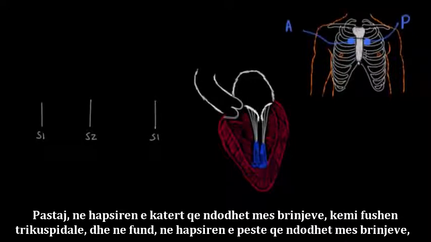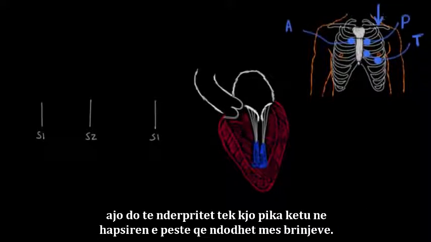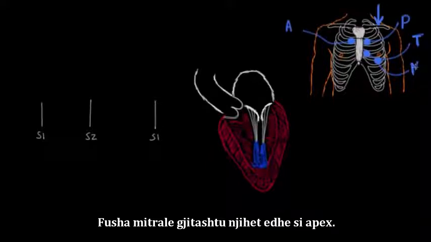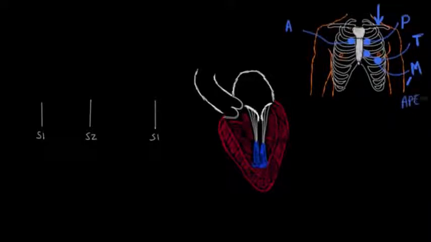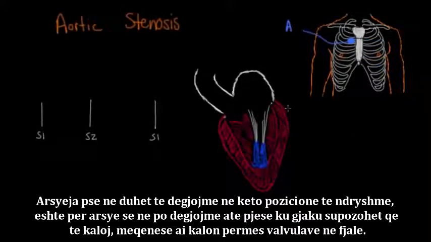Then in the 4th intercostal space, we have the tricuspid area. And finally, in the 5th intercostal space, but in what's called the midclavicular line, meaning if you drew a line in the middle of the clavicle all the way down, it would intersect with this point in the 5th intercostal space. This is the mitral area, also called the apex. The reason we listen in these different positions is because we're listening where the blood is expected to travel as it goes through the valve in question.